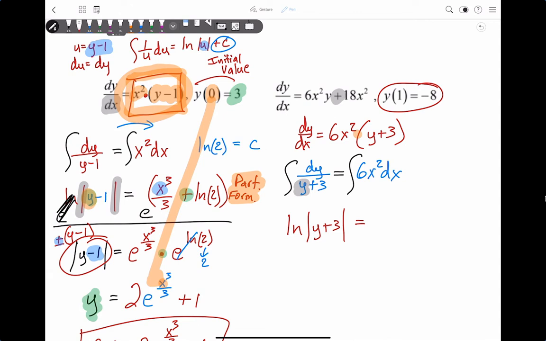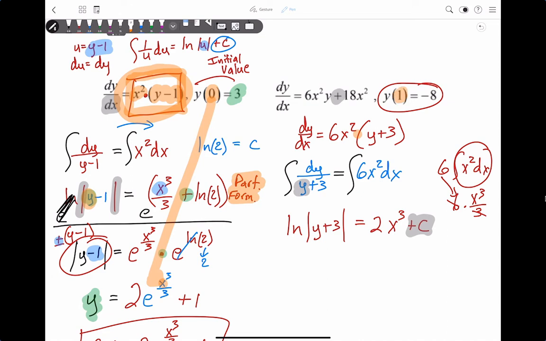Now over here, I'm going to interpret this as x squared dx, constant multiple rule with a 6. We know this will become x cubed over 3. Then x cubed over 3 will multiply by 6, that constant multiple, and this will reduce to 2. So we have 2x cubed plus c, and this is our general solution. Our general solution is general, again, because I don't know my c yet. Our goal is to get to that particular solution by using our initial value.